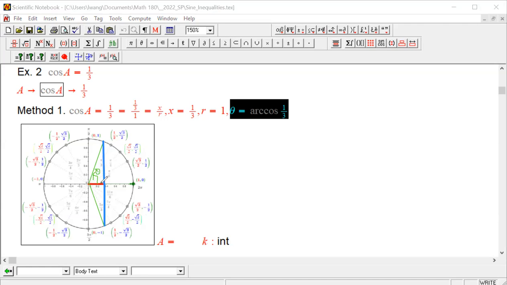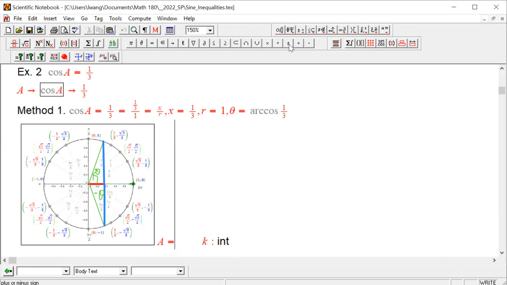Now theta is represented, how about this next one? This one is negative theta, or 2 pi minus theta. But we want to represent our solution as simply as possible. So the solution in the end would just be plus or minus theta plus 2k pi, where k is an integer. We got the solution.